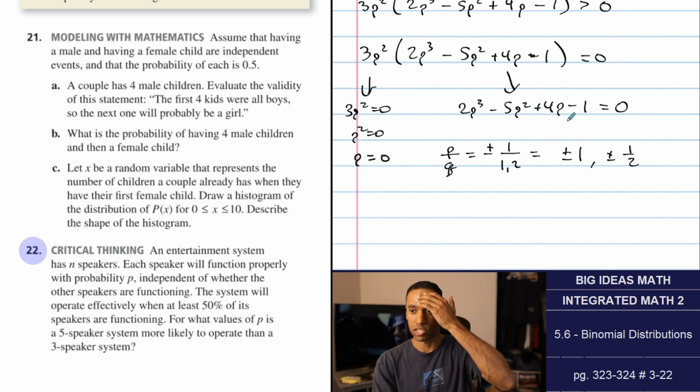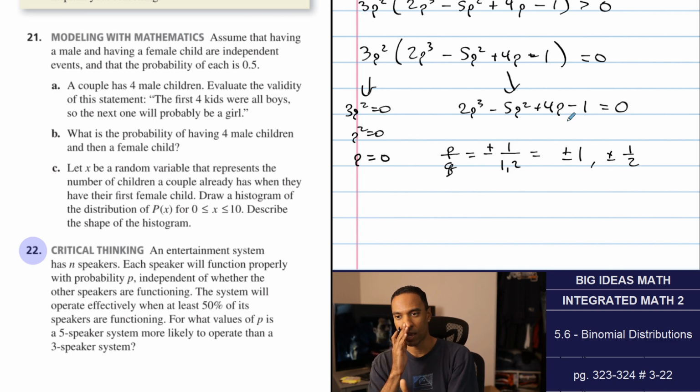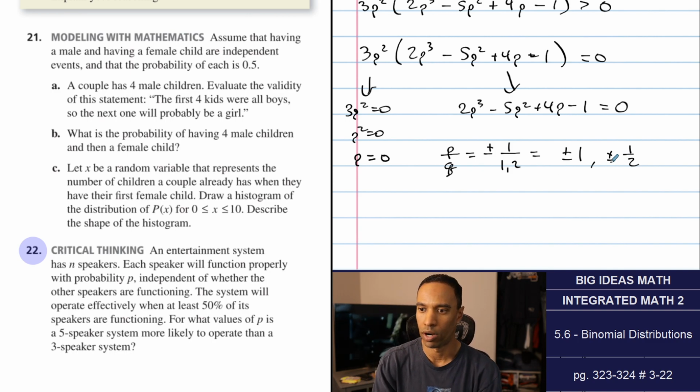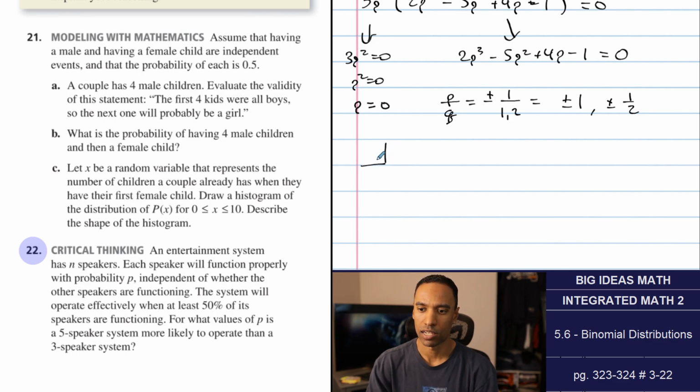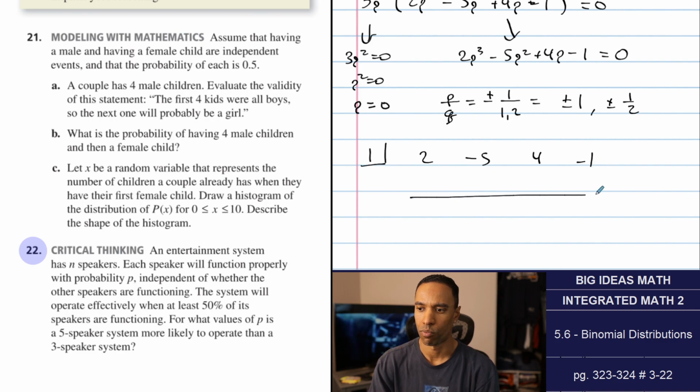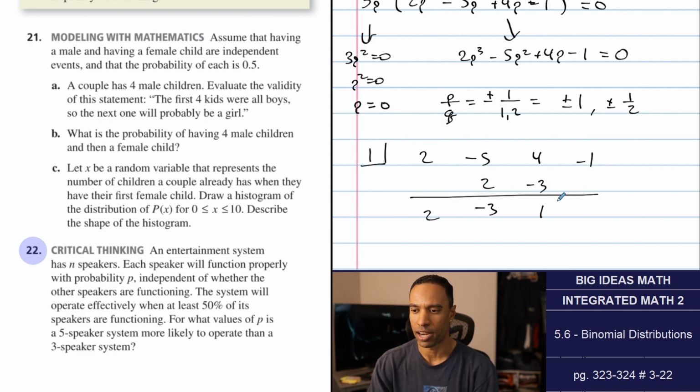And I test 1, I get 2 minus 5, negative 3, plus 4 is 1, minus 1 is 0. So 1 works. So I can use synthetic division on 1 and get 2, negative 5, 4, and negative 1. I get 2. Sorry about this. I'm saying things out loud to fill dead air. I know this isn't something that you'd understand.